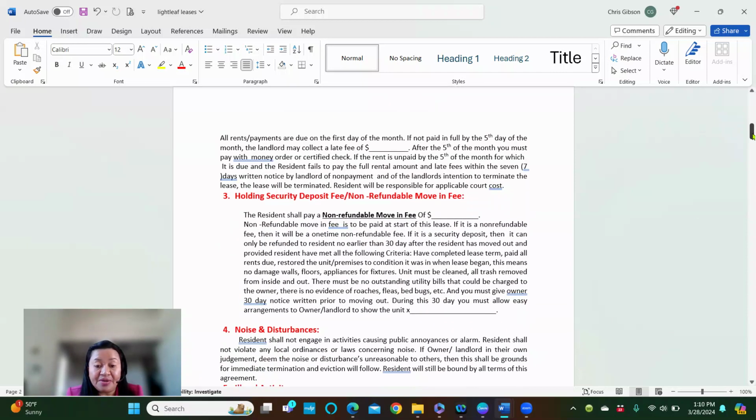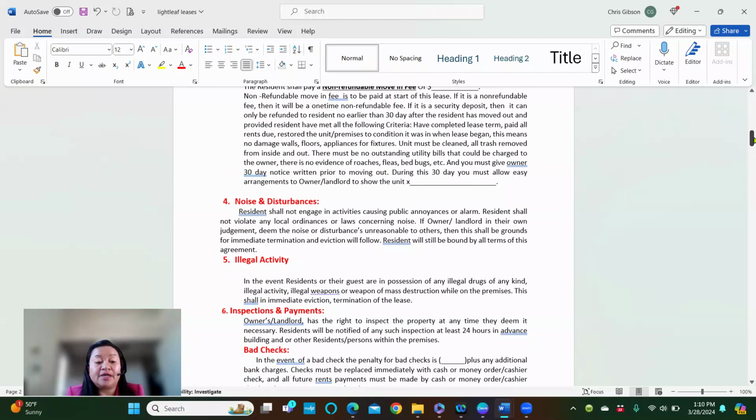If you see non-refundable move-in fee, if they move out or don't want to continue their contract, they cannot get back their non-refundable move-in fee. In every state there is a law, so you must ask if this is allowed in your state. Here in Kentucky it is allowed, as long as you don't overcharge the tenant.